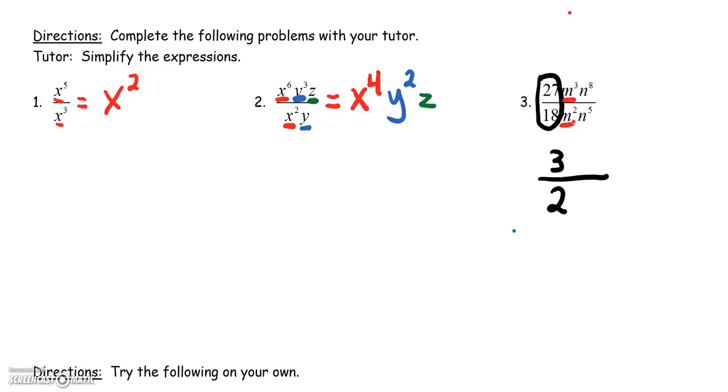The m's are the same base, so m cubed divided by m squared. We'll subtract the exponents. 3 minus 2 gives us m to the first. And the same thing with the n's. N to the eighth divided by n to the fifth. We'll subtract the exponents and get n to the third. And we can rewrite our answer just to look a little nicer. 3 m to the first, n cubed, all divided by 2.